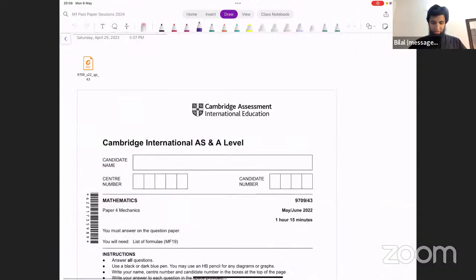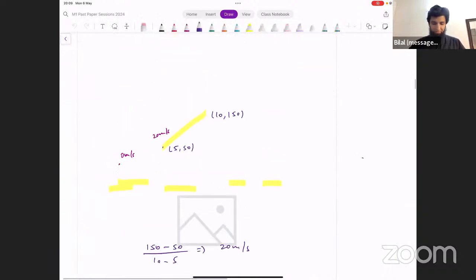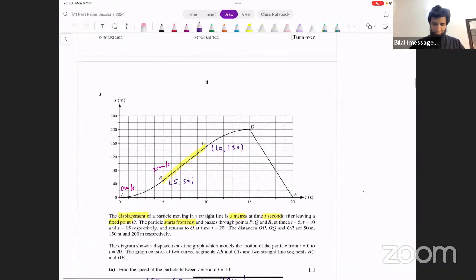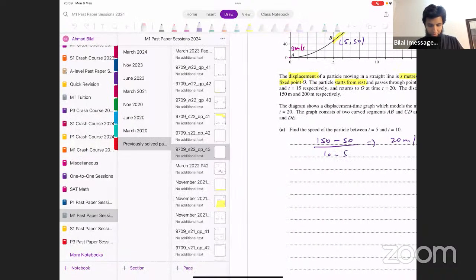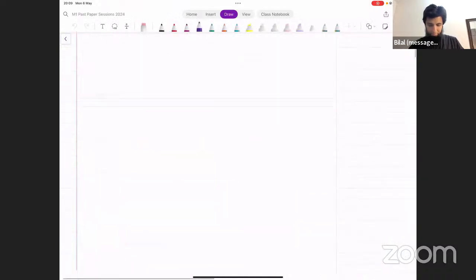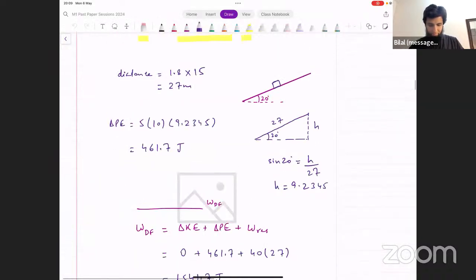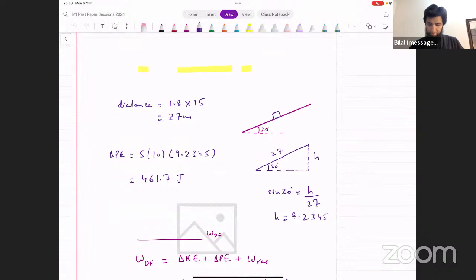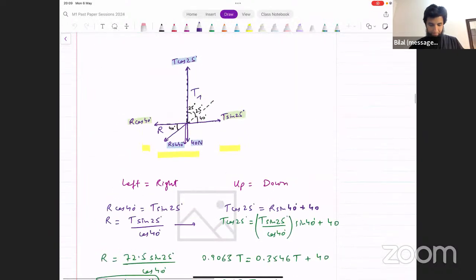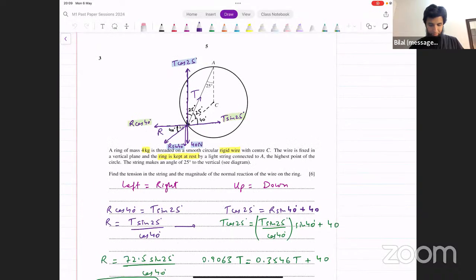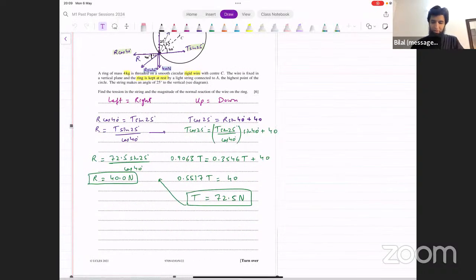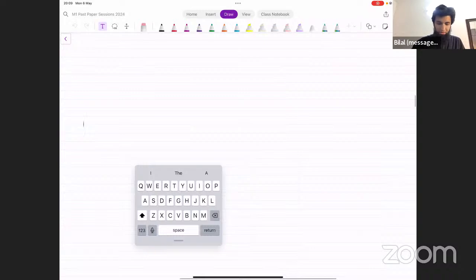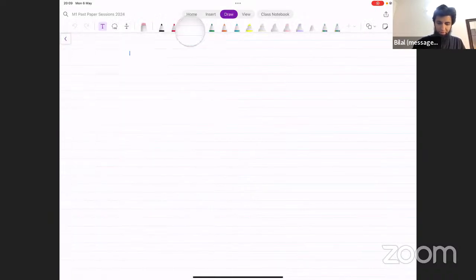Okay, question number 3 from this paper. Okay, so this is the one that you're asking about, right? Question number 3. Now, let me just copy this on the side. We could work on that.